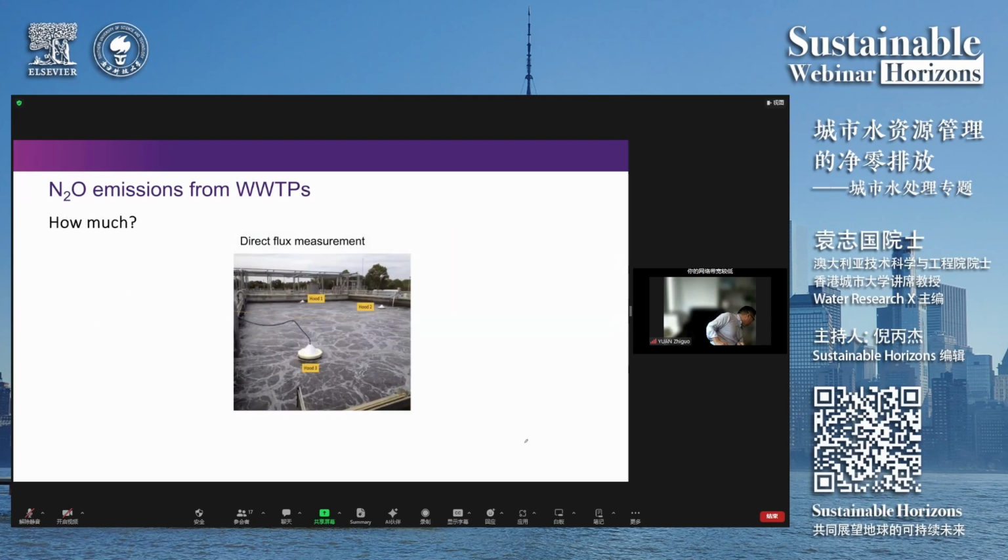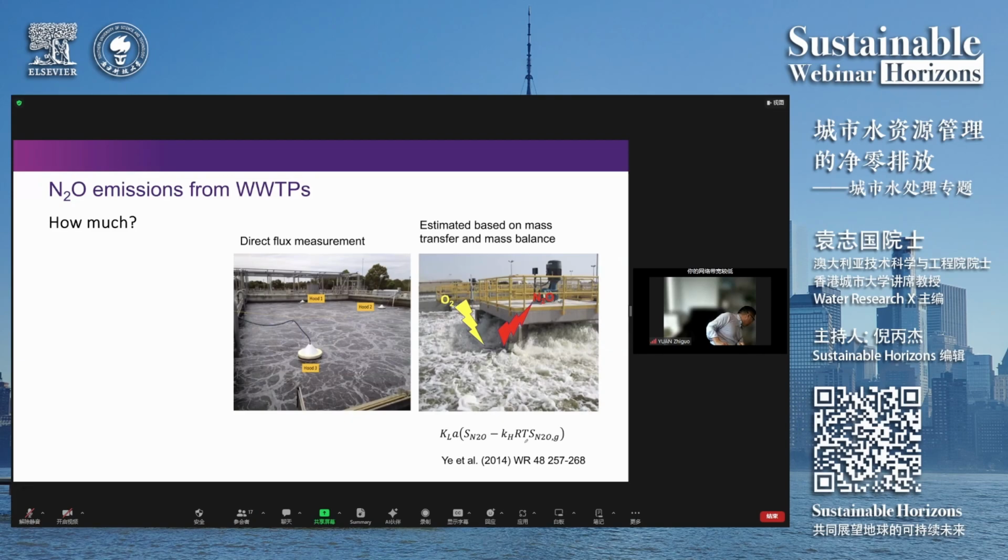So next question is how much? How much N2O is produced? There are many different ways to quantify the N2O emission. One is we measure the gas phase directly. We measure the concentration and flow rate, then we come up with the flux, and that's based on a hood method. And then the other method is based on calculations, utilizing mass transfer equations.